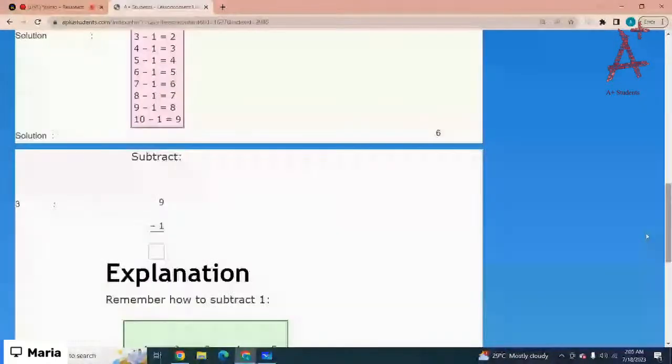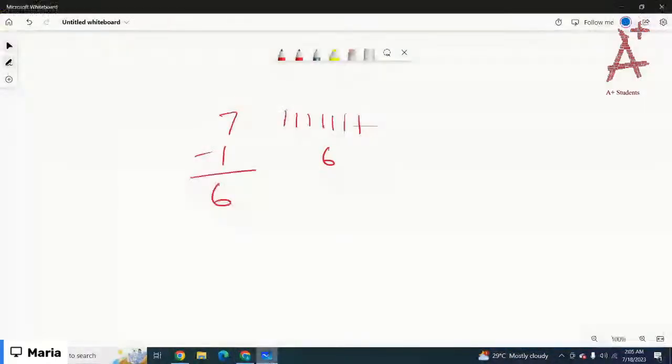The next example is 9 take away 1. You just have to go back by one number. So the number that is 1 back from 9 is 8. 9 take away 1 is 8. Either you can make lines, or if you are perfect with counting, you can just see which number is behind 9. It is 8. So 9 take away 1 is 8.